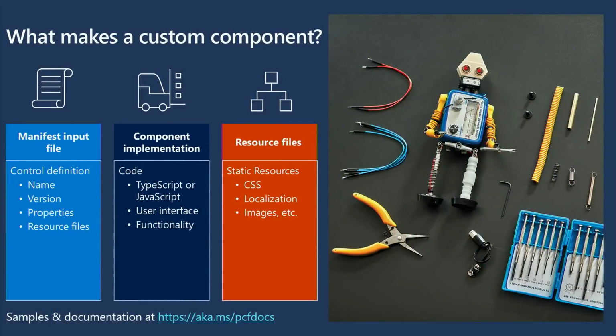What makes a custom component? So in order to build a control, what would you need? The first part is the manifest file. Nothing but a simple XML file which tells about the control. Name of the control, namespace of the control, because I don't want my controls to be colliding with other controls in the system.